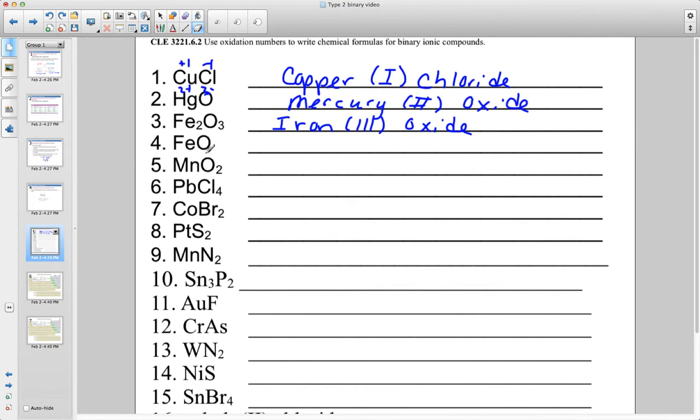Okay, so again, this isn't a 1-to-1 ratio. This is a 2 minus, which means this must be a 2 plus. So this one is going to be iron 2 oxide.